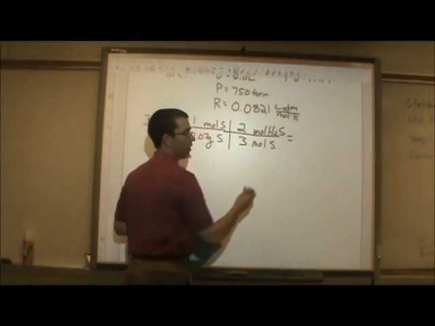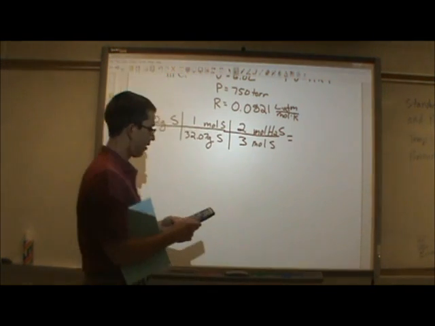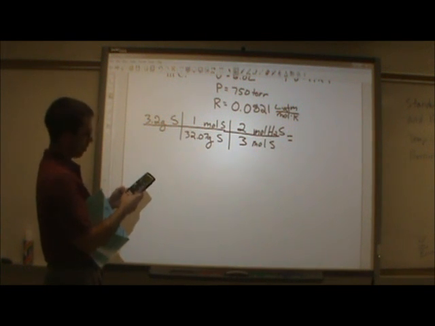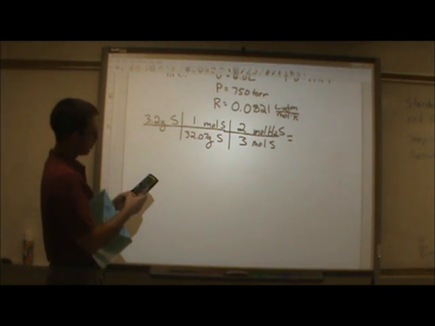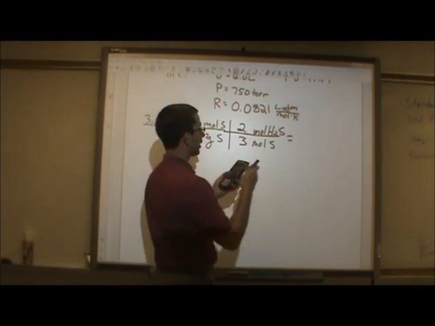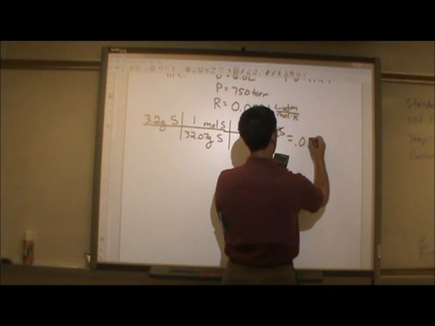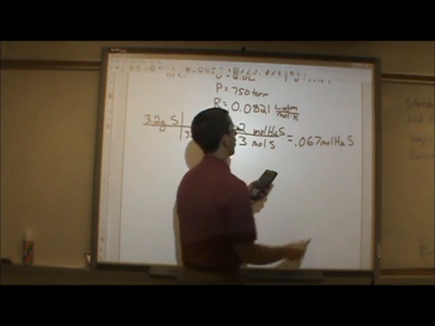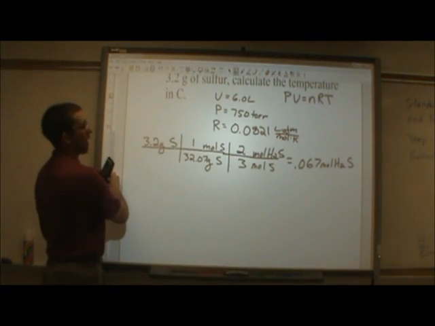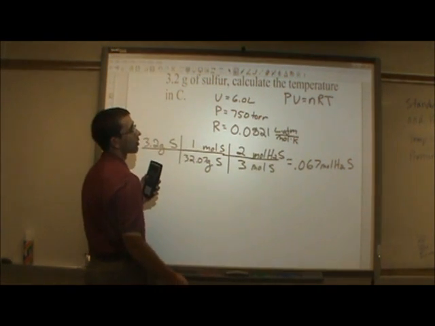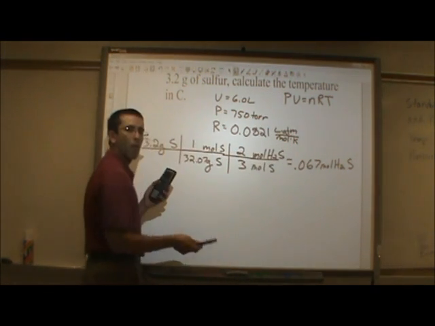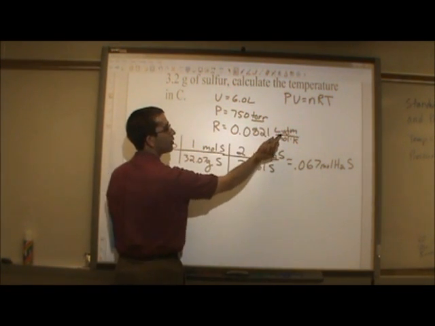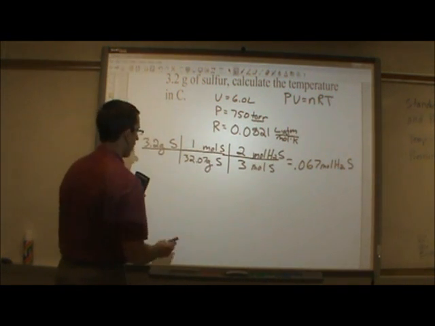So we plug this into our calculator. I got 3.2 divided by 32.07 times 2 divided by 3. I only have 2 sig figs on this one, so I get 0.067 moles of H2S. Now I have the n, the number of moles, so I have all of these and can solve for T. Before you do though, you gotta be careful. This pressure is in torr, and the R that we're using is in atmospheres. So we need to convert that as well.